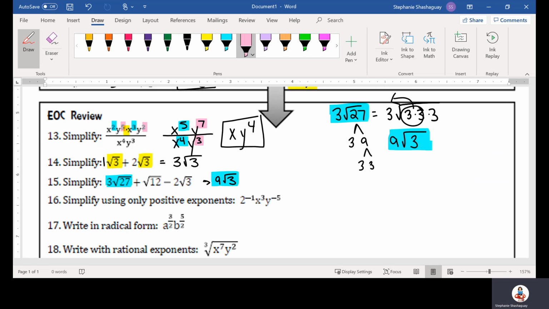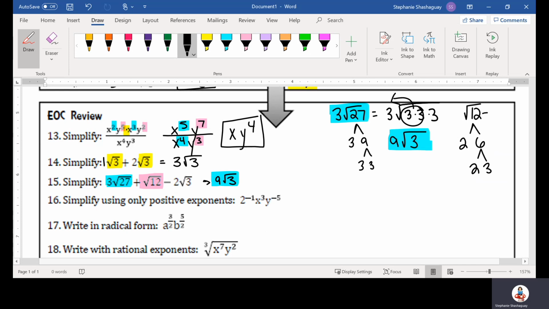Then I need to simplify the square root of 12. The square root of 12 can be simplified into 2 and 6, and 2 and 3. So that's equivalent to the square root of 2 times 2 times 3. I have a pair of 2s, so I can pull them out. So I'm going to have 2 square root 3. So the square root of 12 can simplify to 2 square root 3.